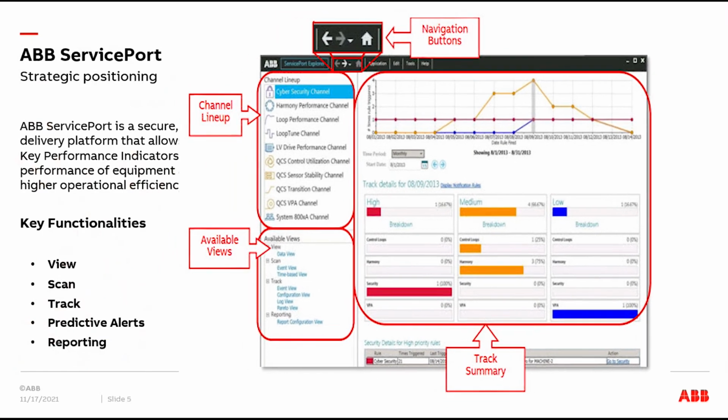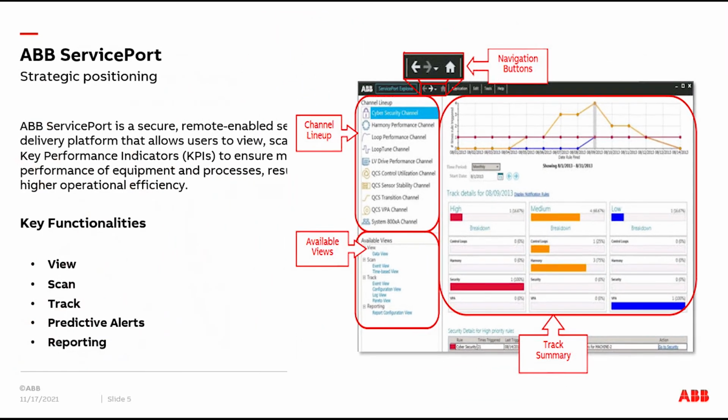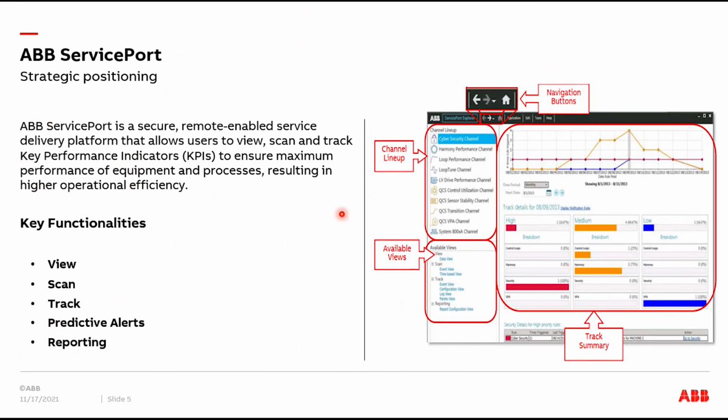So ABB Service Port is a secure, remote-enabled service delivery platform that allows users to view, scan, and track the key performance indicators to ensure maximum performance of equipment and processes. The key functionalities of the service port are that you can view, scan, track, and generate predictive alerts. You can even generate reports for submission with your findings and observations.